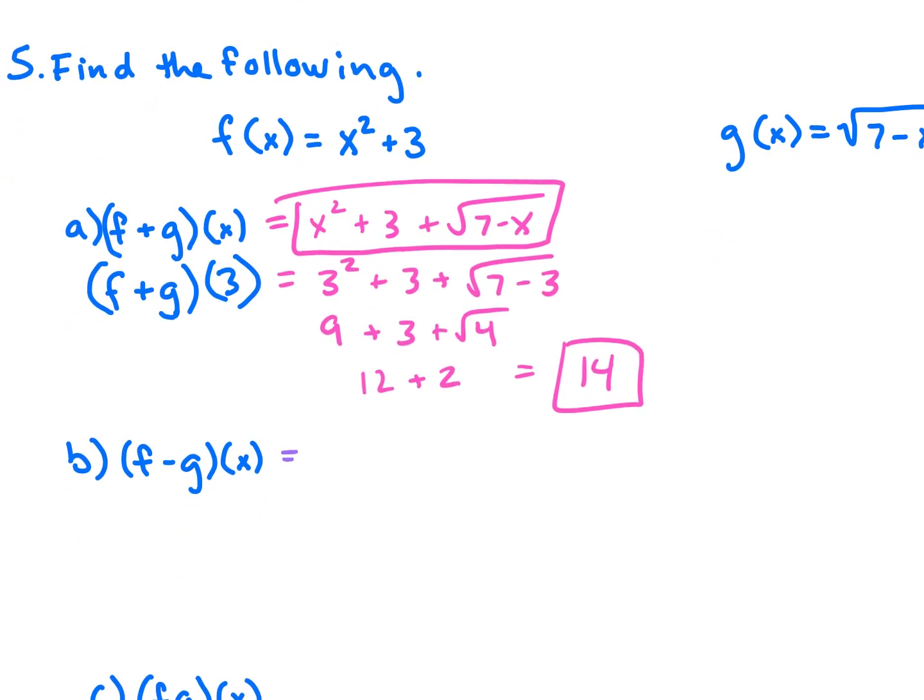All right, next let's find f minus g. You don't have to do anything more for that one; we'll deal with it when it asks us for the domain. So f minus g would be x squared plus 3 minus our g of x, so minus the square root of 7 minus x. That's it.